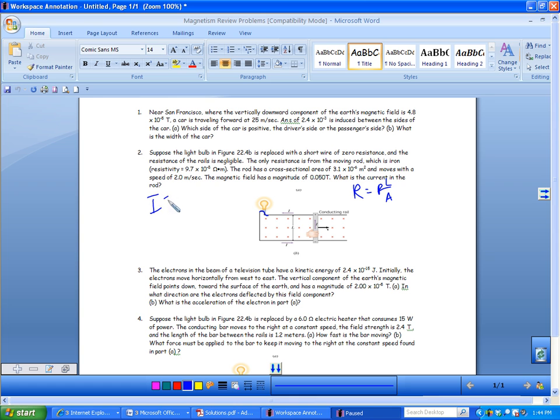So we know that I is equal to V over R. I've got the R for the resistance of the rod that I'm going to calculate here in a minute. I need this V to be the EMF. Well, the EMF is BLV.